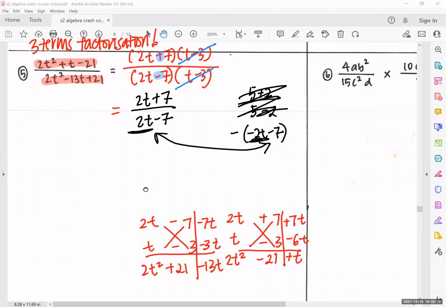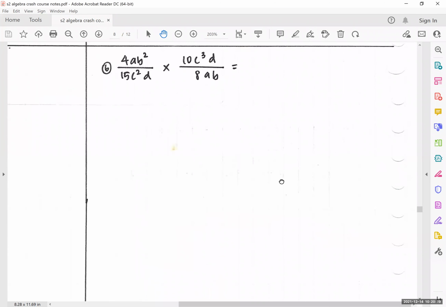Okay, now number 6, right? Don't be fooled. Don't think that number 6 means very difficult. It's not difficult. In fact, number 6 is easier than the rest. Why do I say that? Can you see everything is in multiplied form? 4 times A times B.